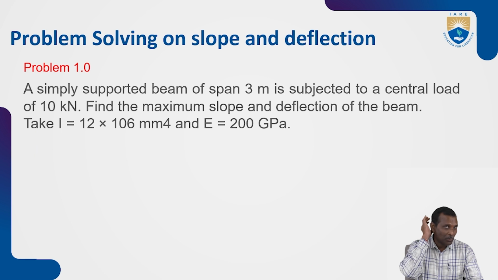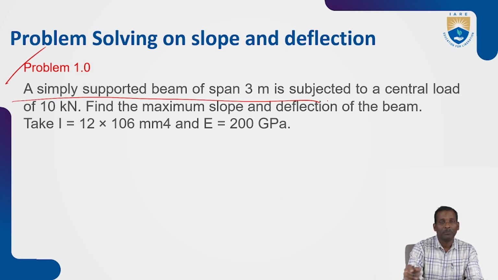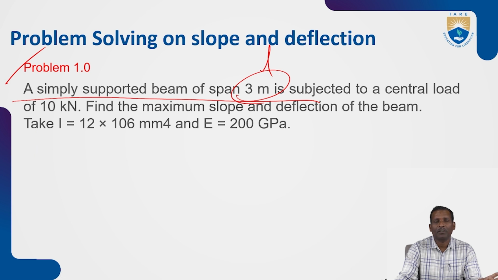But in the given problem, they have to analyze which type of beam is given and how to apply the formulas. So the first problem is a simply supported beam. The type of beam is clearly mentioned: a simply supported beam of span 3 meters, subjected to a center load of 10 kilonewtons. Find the maximum slope and deflection of the beam.